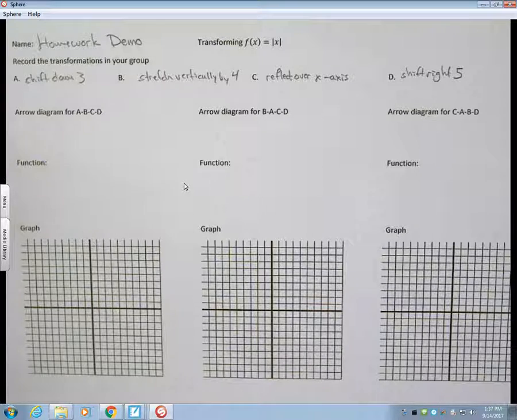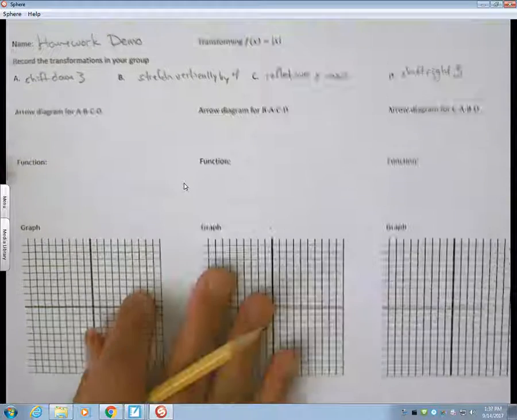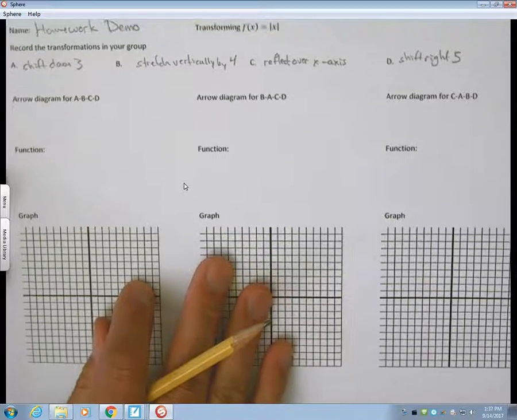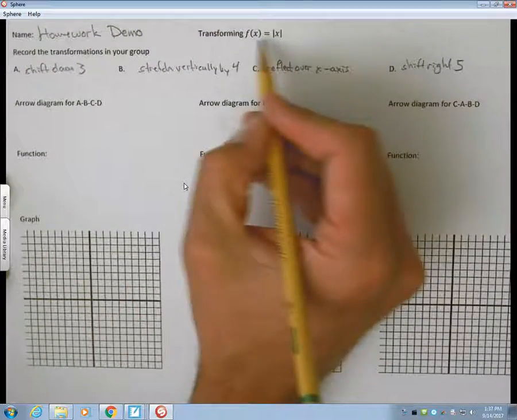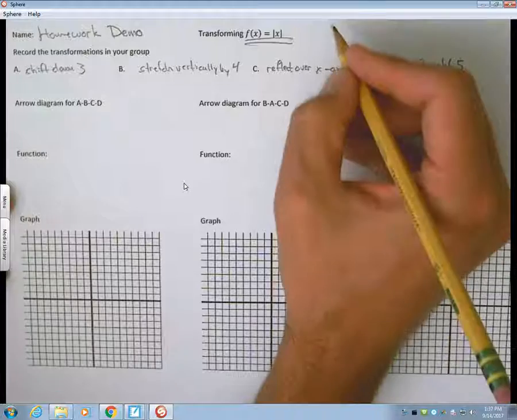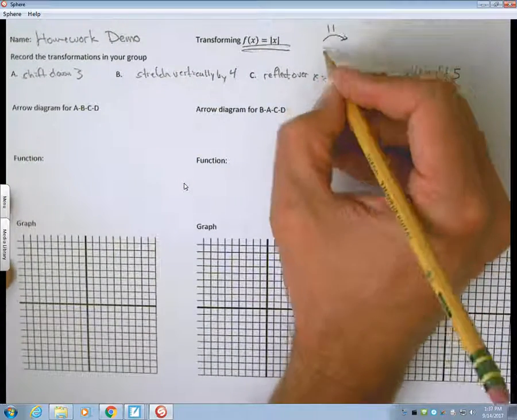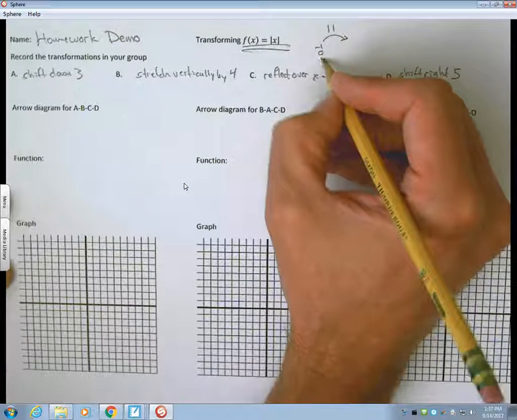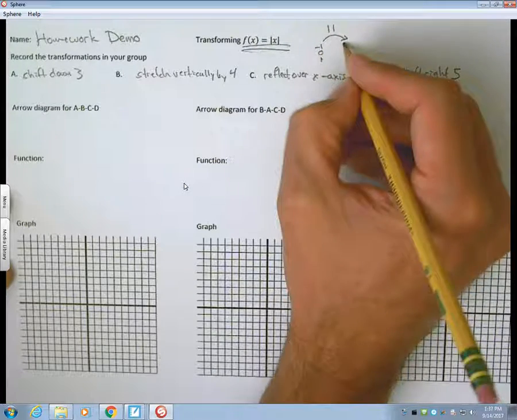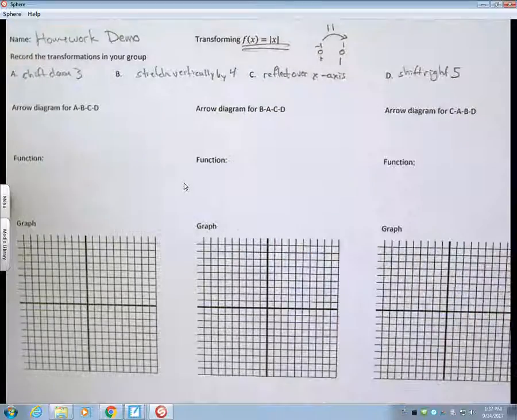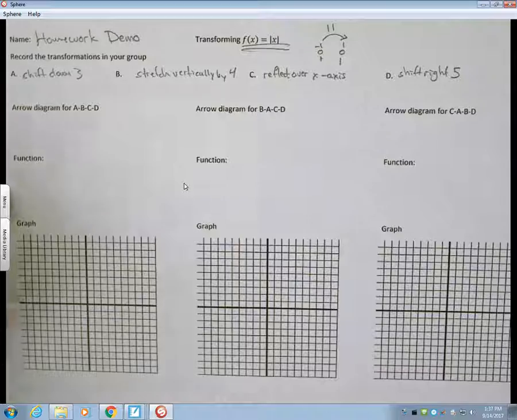And we'll do one of these just so that you know what's going on. So we're transforming the function f of x equals absolute value of x. If you remember, the parent function arrow for that looks like this. Feed in a -1, 0, and 1, and it comes out as a 1, 0, and a 1. Those are what we're going to need to make the graphs for these. So we're going to start out with that.